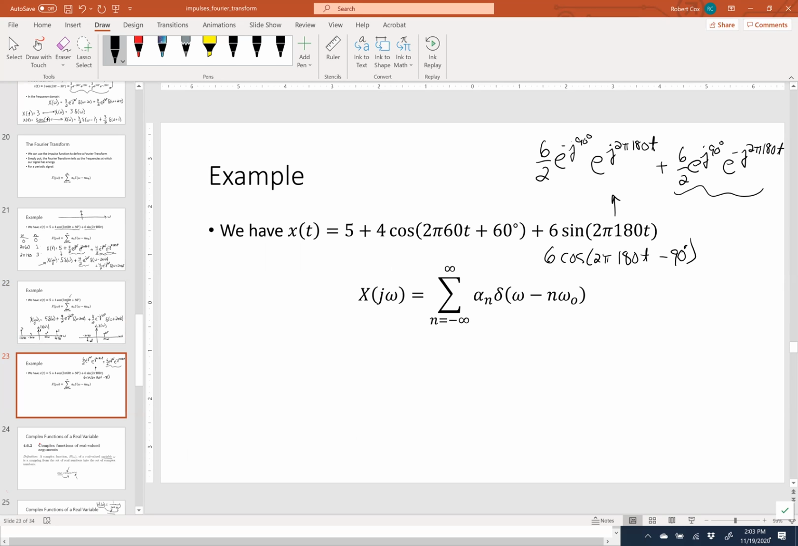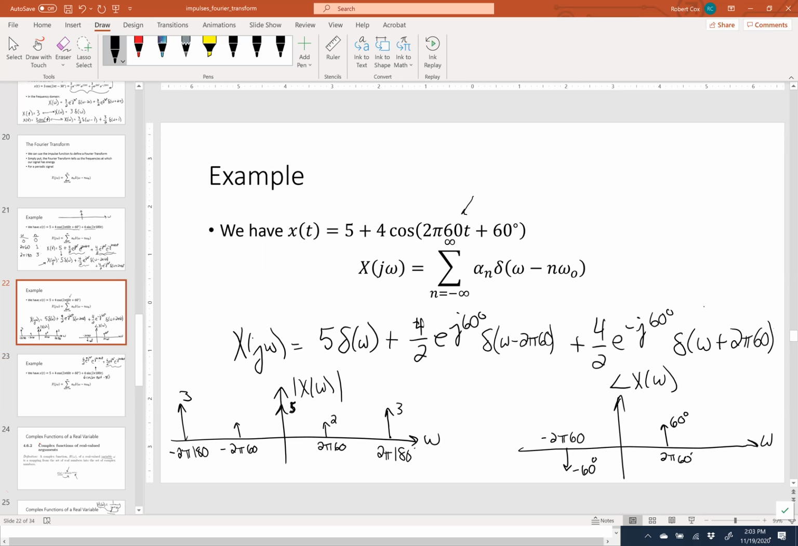What's the angle at 2π·180? Negative 90. It's negative 90, right? I got that negative sign right there. Maybe not too big. So at 2π·180, I'd have a negative 90.